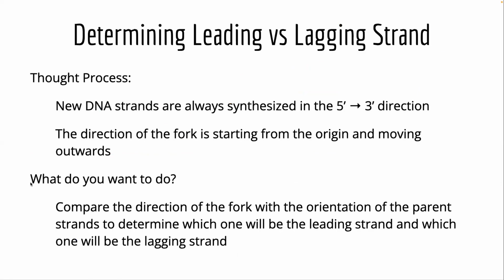Okay, and then when determining which is the leading or which is the lagging strand, you want to always first remember that new DNA strands are always synthesized in the 5' to 3' direction, and the direction of the forks is starting from the origin and moving outwards. So what you want to do is compare the direction of the fork with the orientation of the parent strands to determine which one will be the leading and which one's the lagging.